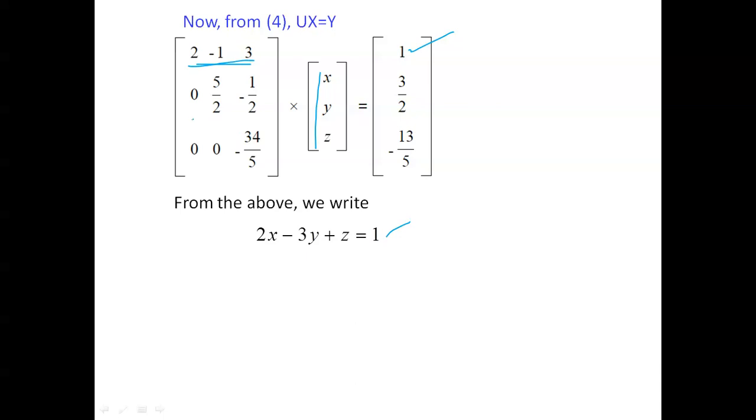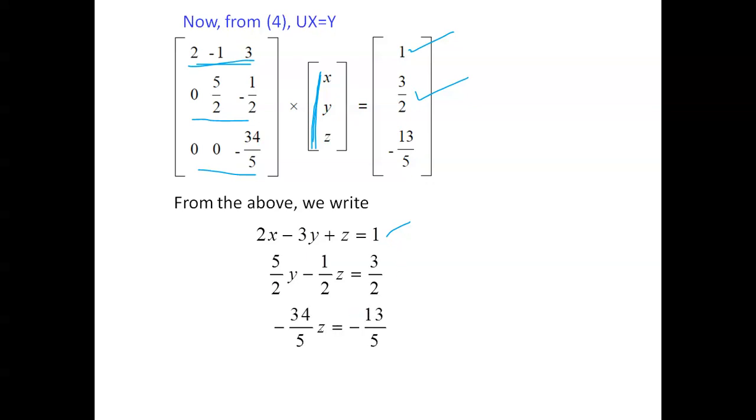Next, similarly, we have to calculate the second row and first column and equate to the second element in the right hand side. So 0 into x plus 5 by 2 y minus 1 by 2 z equal to 3 by 2. In the same way, third row and first column, so 0 into x plus 0 into y minus 34 by 5 z equal to minus 13 by 5.